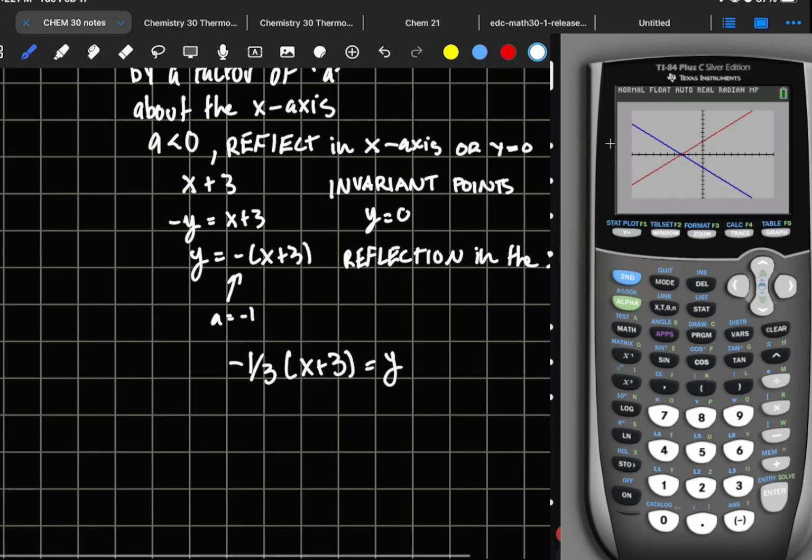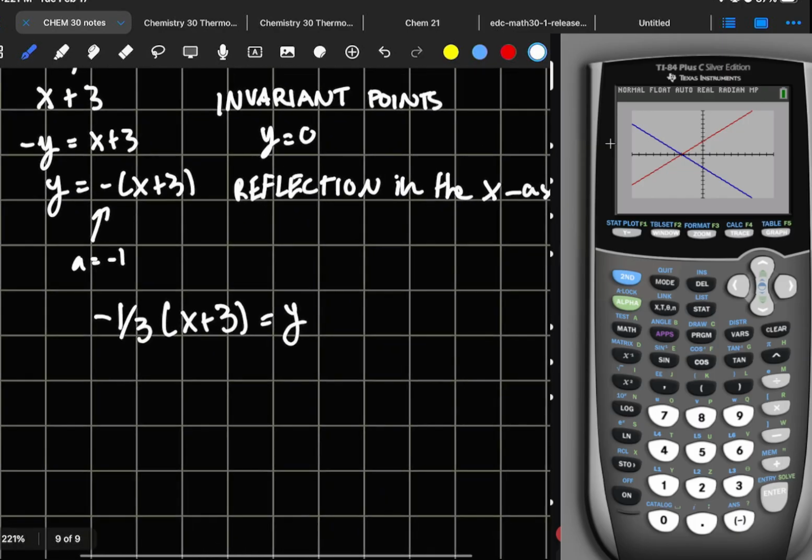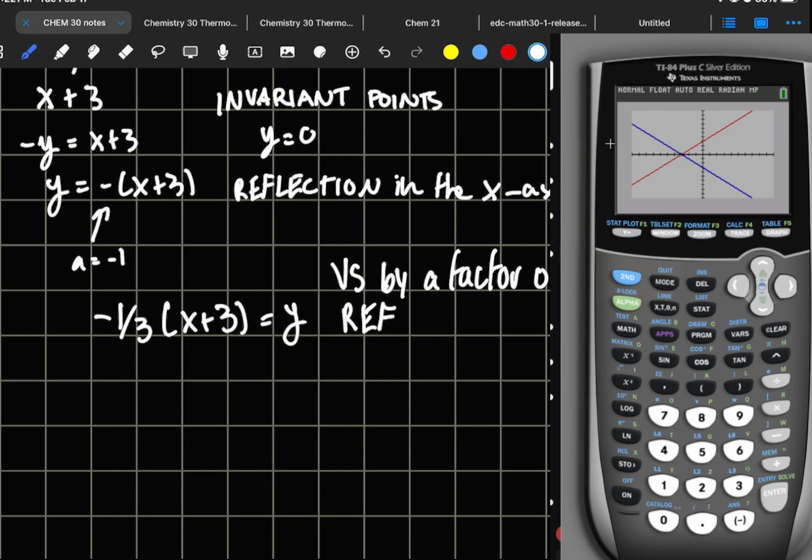Now, when you have both a stretch and a reflection, for example, let's say you had an equation that looks like this, or a graph that looks like this, you describe this by stating your stretch first. So I'd say there is a vertical stretch by a factor of 1/3 about the x-axis, and a reflection in the x-axis.